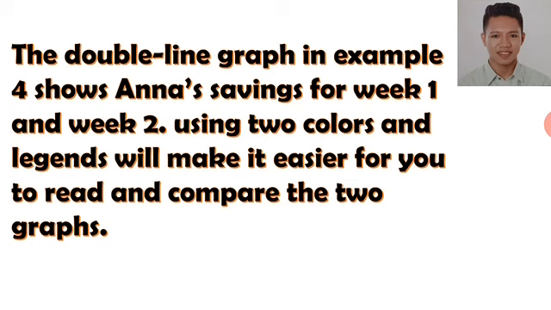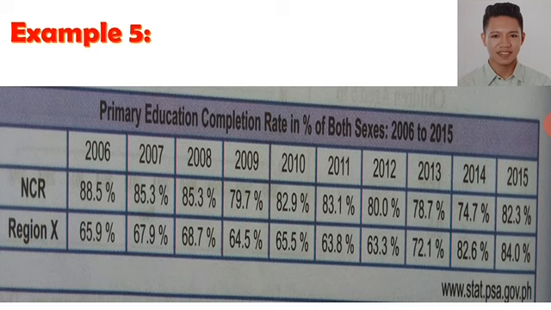A double line graph is an example. Example 4 shows Anna's savings for week 1 and week 2. Using two colors and legends will make it easier for you to read and compare the two graphs. So next example, the next set of data is best presented using a double line graph. The first line is for the NCR, and the second line is for Region 10.